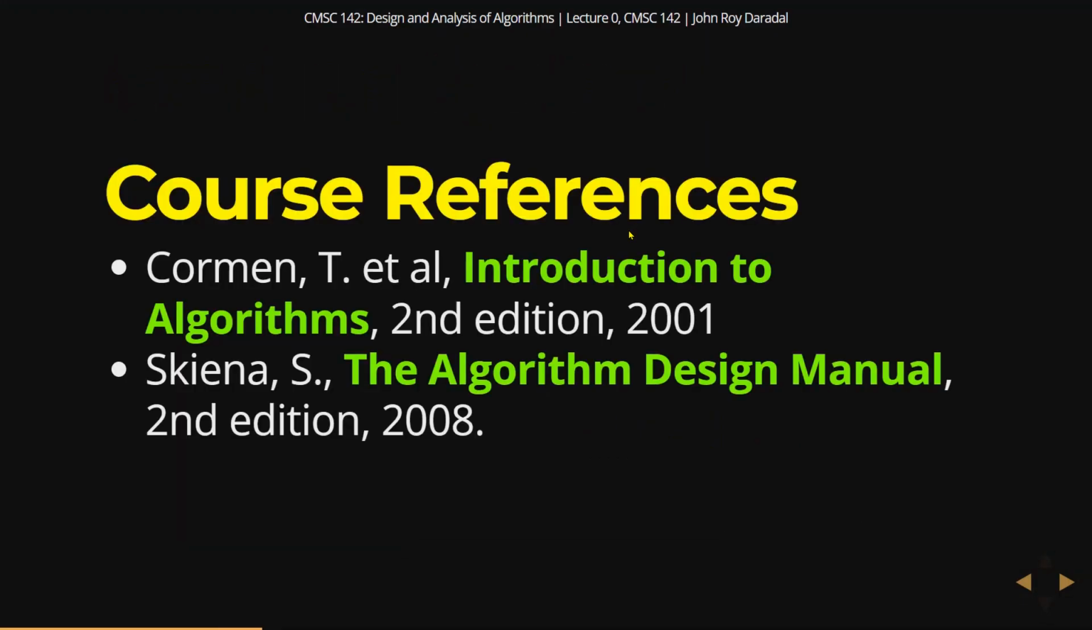For the course references, you have 2 main references. The Introduction to Algorithms by Cormen et al., which is known as the Algorithms Bible. Most algorithms courses use this book as the main reference. And from time to time, I'll also be consulting the Algorithm Design Manual by Skiena, 2nd edition. But you don't really need to buy the book, because anyway I'll be providing course materials that are already summarized and easy to digest.